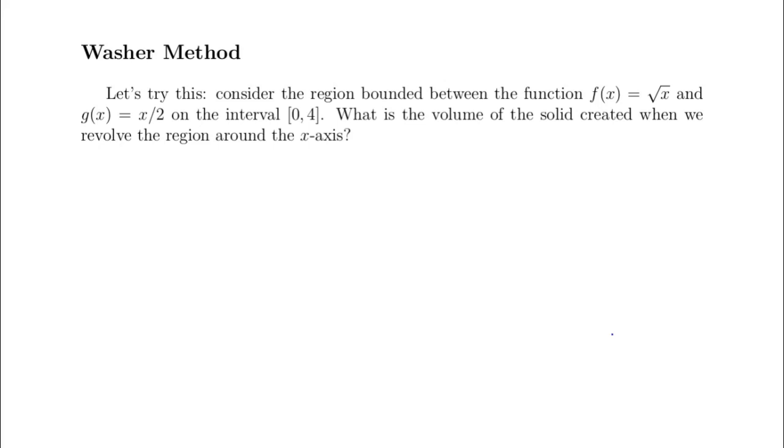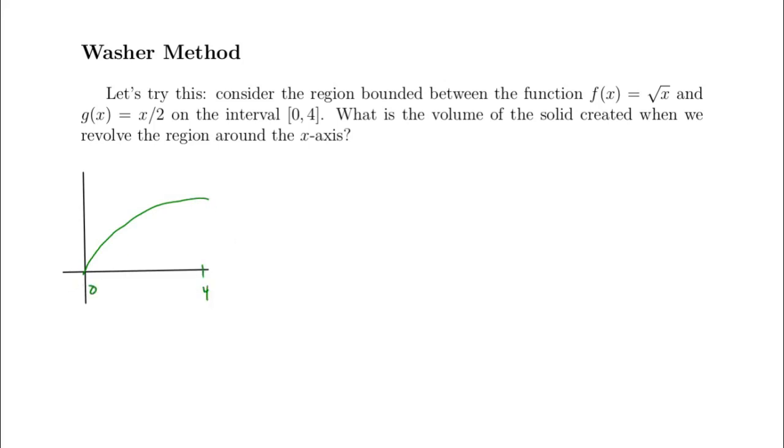All right, we have one more thing to introduce. It's called the washer method, and really it's the same thing as the disk method. It just adds a little bit more complication. So what we're going to do is we're going to add a second region to our setup that we have. So we had that square root function. I'll draw that in green again. It's still between 0 and 4.